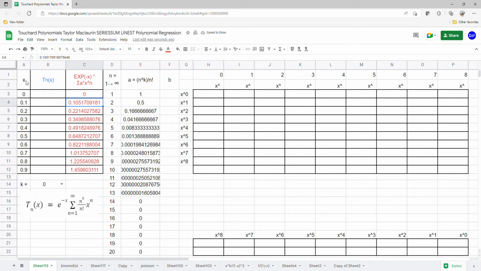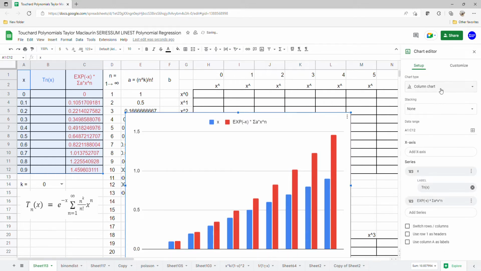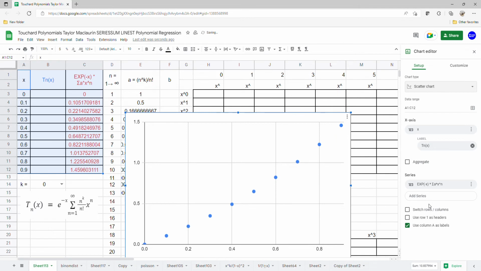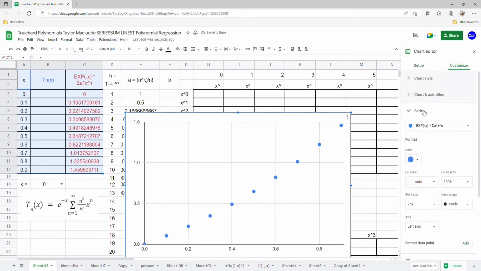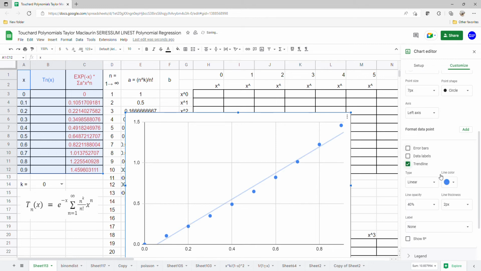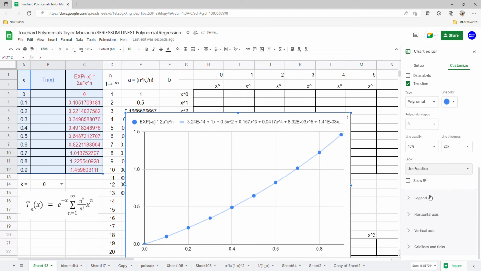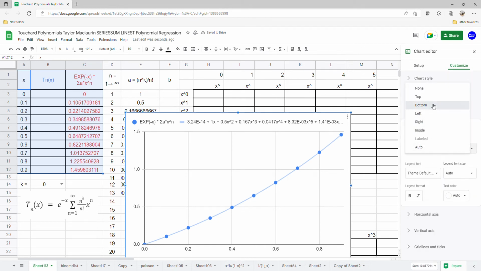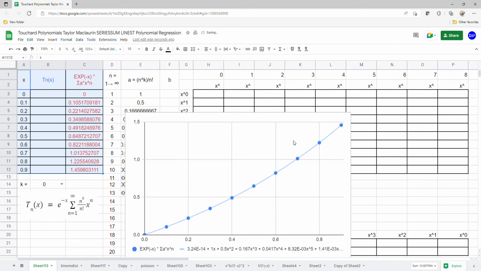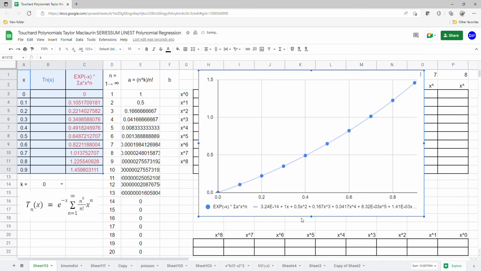And we'll chart this. Insert chart, and we use scatter chart. Row 1 as header. And show the trend line from the series. The trend line type, polynomial, the degree 8. And for the label, use the equation. For the legend, position at the bottom. So here's our trend line and polynomial.